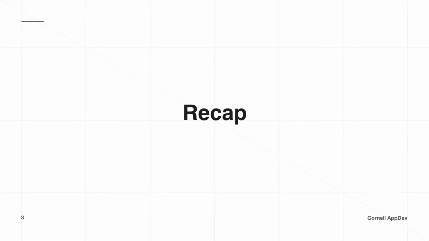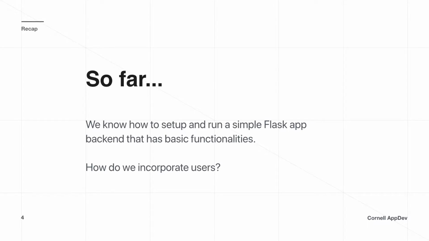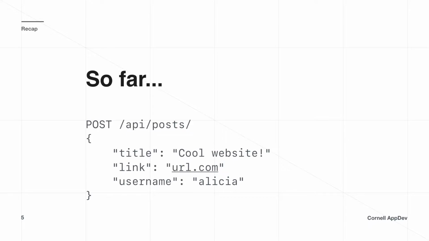All right, so let's talk about what we've learned so far. So far, we know how to set up and run many different types of simple Flask backends that have basic functionalities like social media or a CMS or Venmo. But how have we incorporated users thus far? Let's think way back to what happened in PA1 when we had our Reddit style app. Whenever we created a post, we only referred to a user in passing. We would just pass in the username as a value in the body.